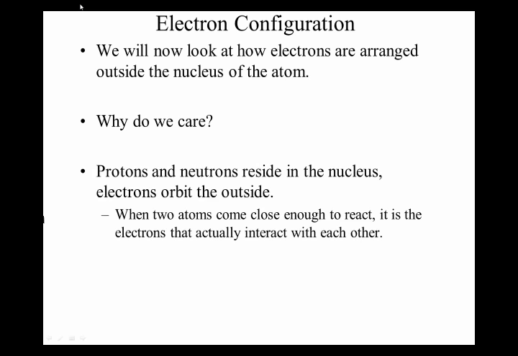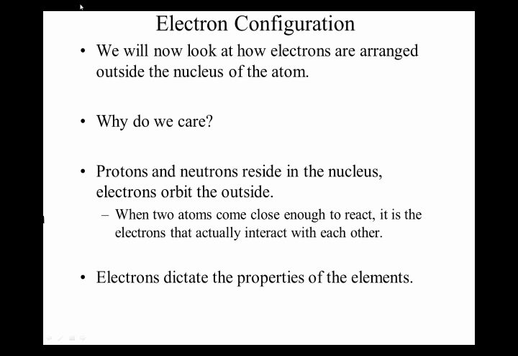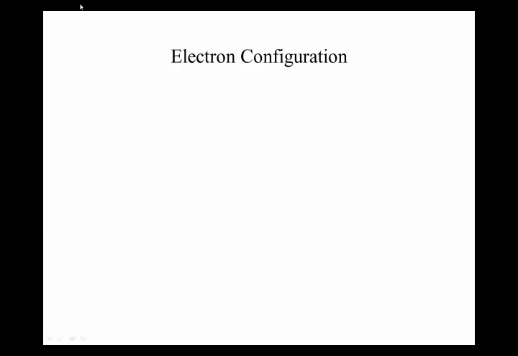So really, it's the electrons that dictate all the chemical properties of the elements, and even the physical properties, because they're just outgrowths of how the electrons are arranged. So, all right, let's talk about how electrons are arranged.